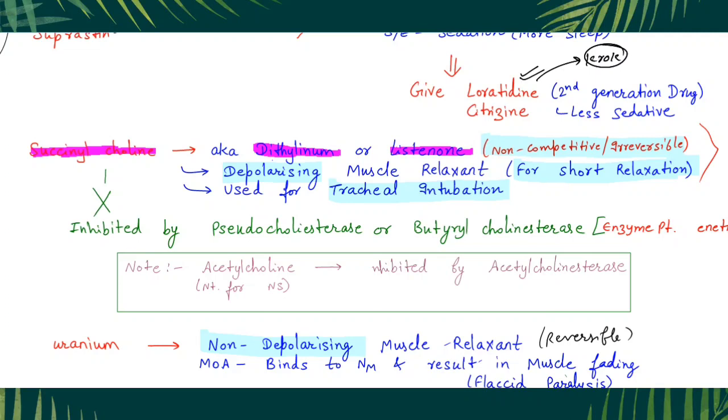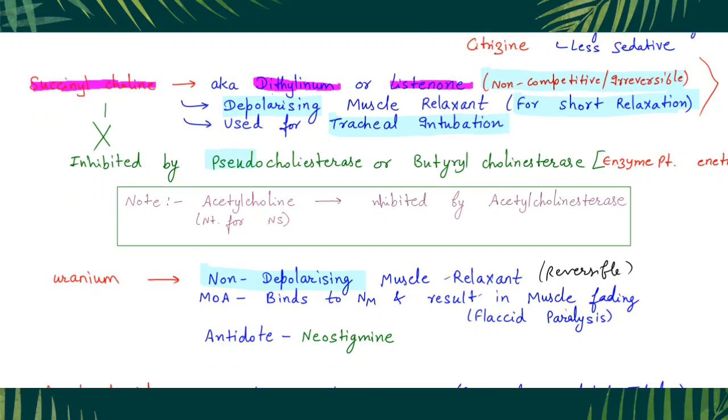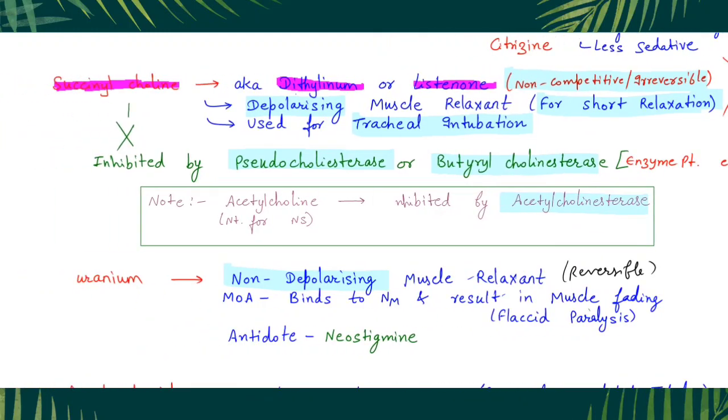But before going to that, we need to check the enzyme pseudocholinesterase or butyrylcholinesterase. It is present genetically. Remember, not acetylcholinesterase, it is butyrylcholinesterase that is present genetically. Succinylcholine is inhibited by this enzyme, pseudocholinesterase. So if you have pseudocholinesterase, only then we will give these drugs.